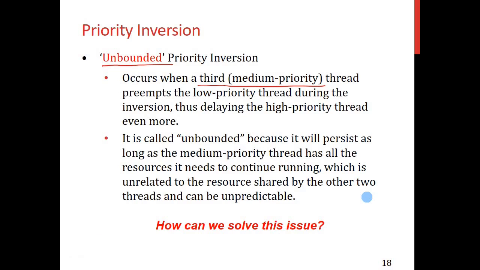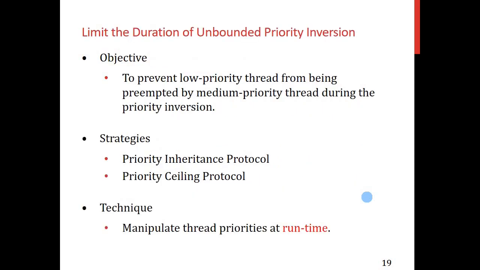So how can we solve this issue? What we want to do is prevent the low priority thread from being preempted by a medium priority thread during the priority inversion. There are two strategies in place. One is called the PIP, Priority Inheritance Protocol. The other is called PCP, Priority Ceiling Protocol. Both of them use the same technique, which is to manipulate the thread priorities during runtime.